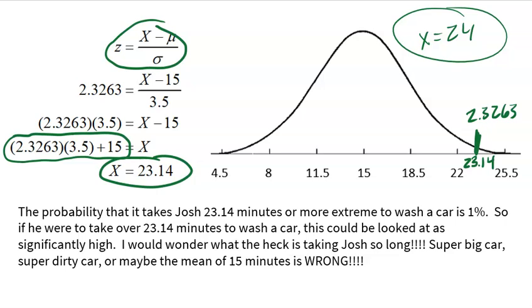Or another explanation is maybe the mean of 15 was actually wrong. Like, he thought it was a mean of 15 minutes, but maybe that was wrong. I mean, think about this, right? If the mean of 15 minutes was wrong, and the whole model was shifted higher, well, then all of a sudden, that 24 minutes wouldn't be so weird. So don't worry too much about that right now. Just make sure you understand that what we're looking for is what would it take for something to be considered significant. And we found that to be 23.14 minutes or more. Don't just say 23.14 minutes. It's 23.14 minutes or more.